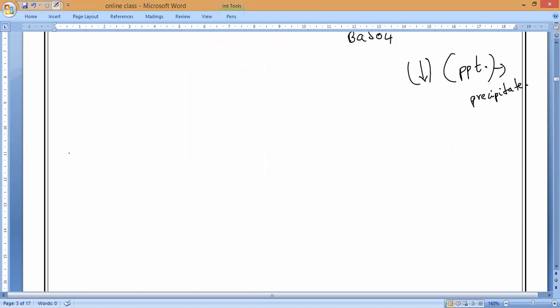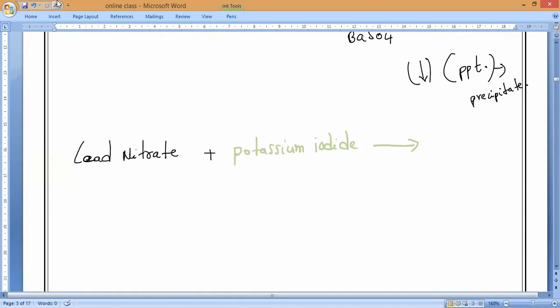Now, lead nitrate, let me see who will say. This is the most important reaction. Lead nitrate reacting with potassium iodide. I am writing like this, okay, I will erase it and write the symbols. Potassium iodide will give you.